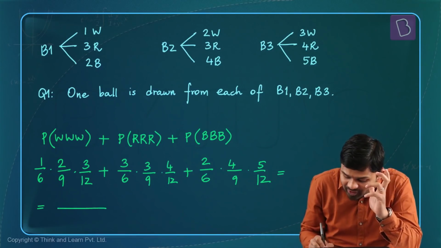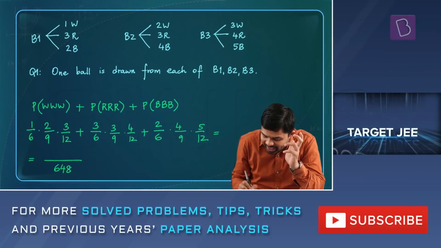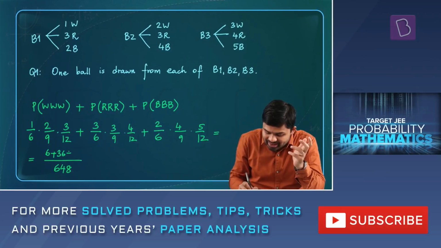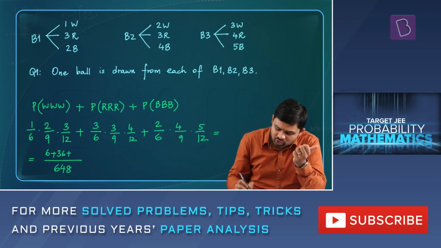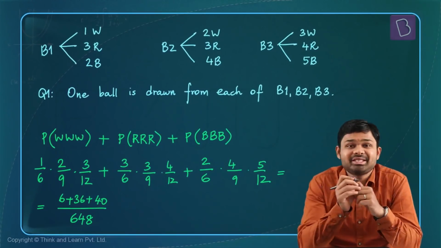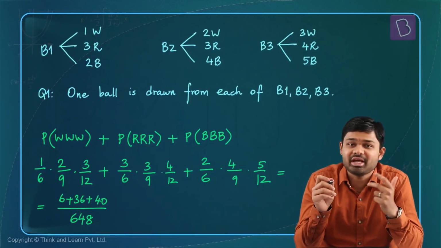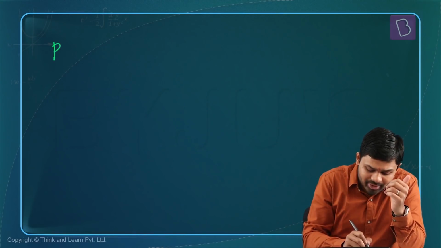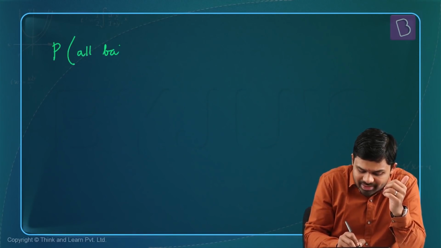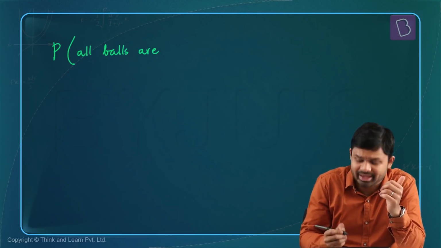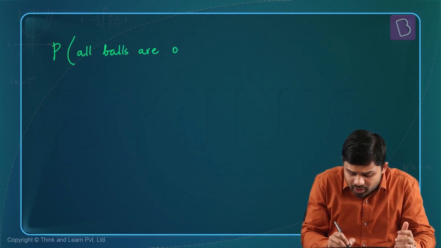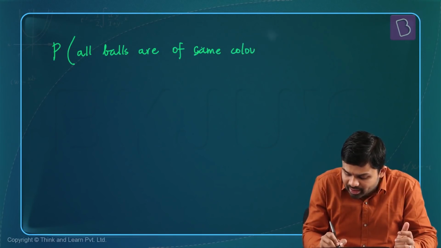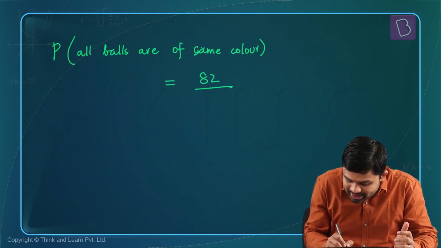So you have a common denominator of 648. The first term is 6, the next term is 9 into 4, that's 36, and the last term is going to be 2 into 20, that's 40. So it's 6 plus 36 plus 40, that's 42 plus 40, which is 82. 82 divided by 648. So the probability that all balls are of the same color will be nothing but 82 over 648.